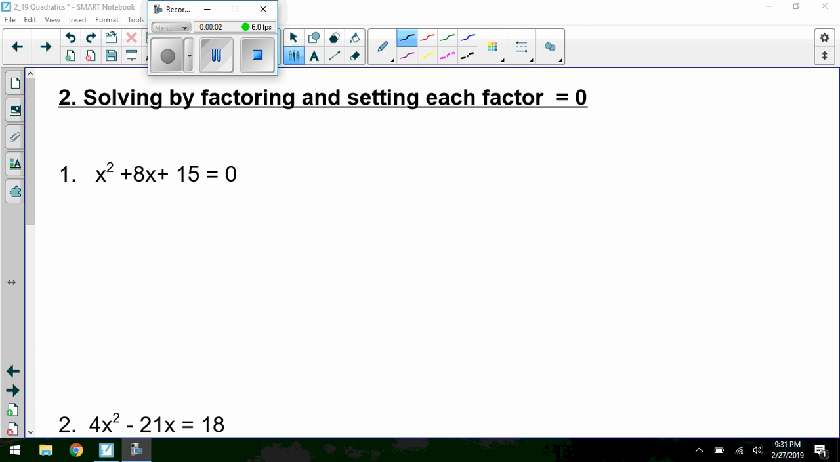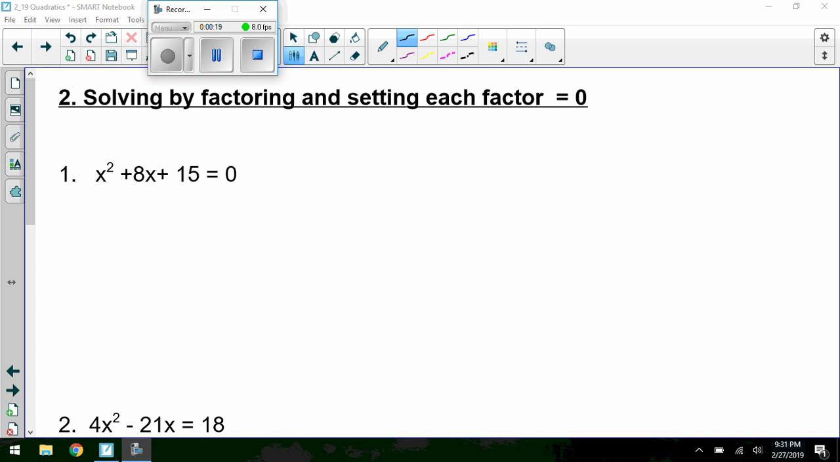Another way that you can solve quadratics is by factoring. So this is something we've already studied quite a bit. We're just going to do a couple problems to review here. So number one, I've got x squared plus 8x plus 15 is equal to 0.